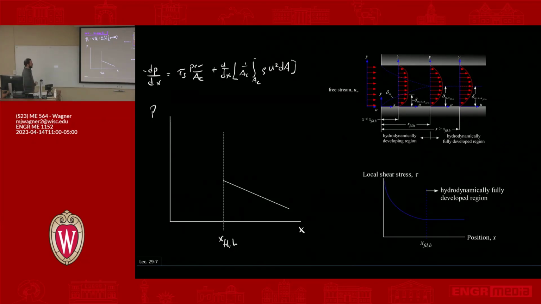Linear. So we continue to lose pressure in the fully developed region. That's maybe a slightly subtle point. It's fully developed, but we're still losing pressure because there still is a shear stress there. Like it makes sense, right?